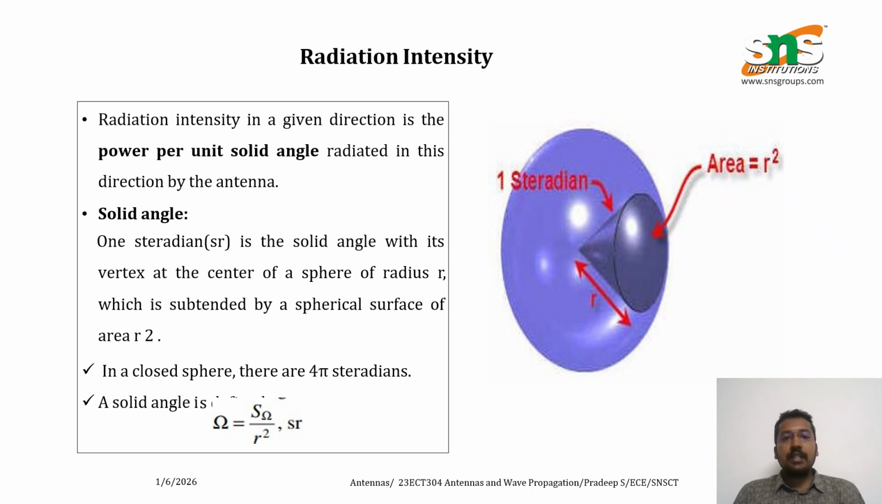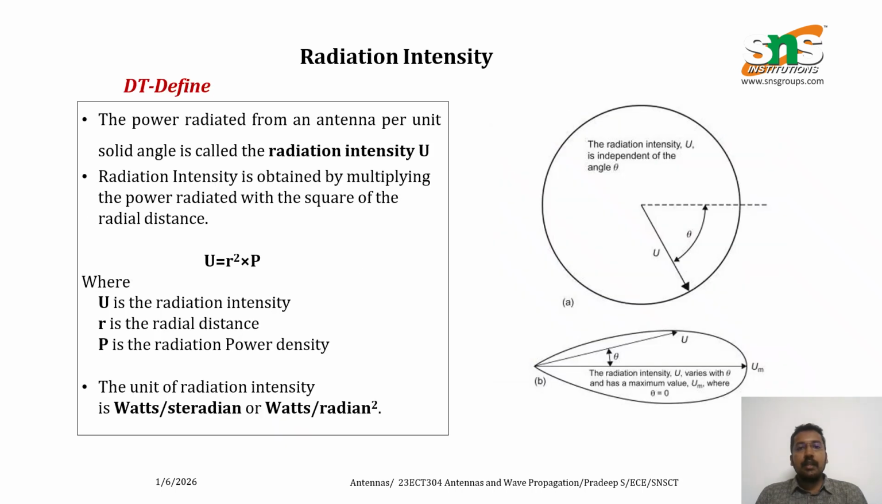So the first one is radiation intensity. Radiation intensity is defined as the power radiated from an antenna per unit solid angle. It is a far field parameter determined by the power density at a specific distance. It is calculated as the ratio of radiation intensity in a given direction to the intensity averaged over all directions.